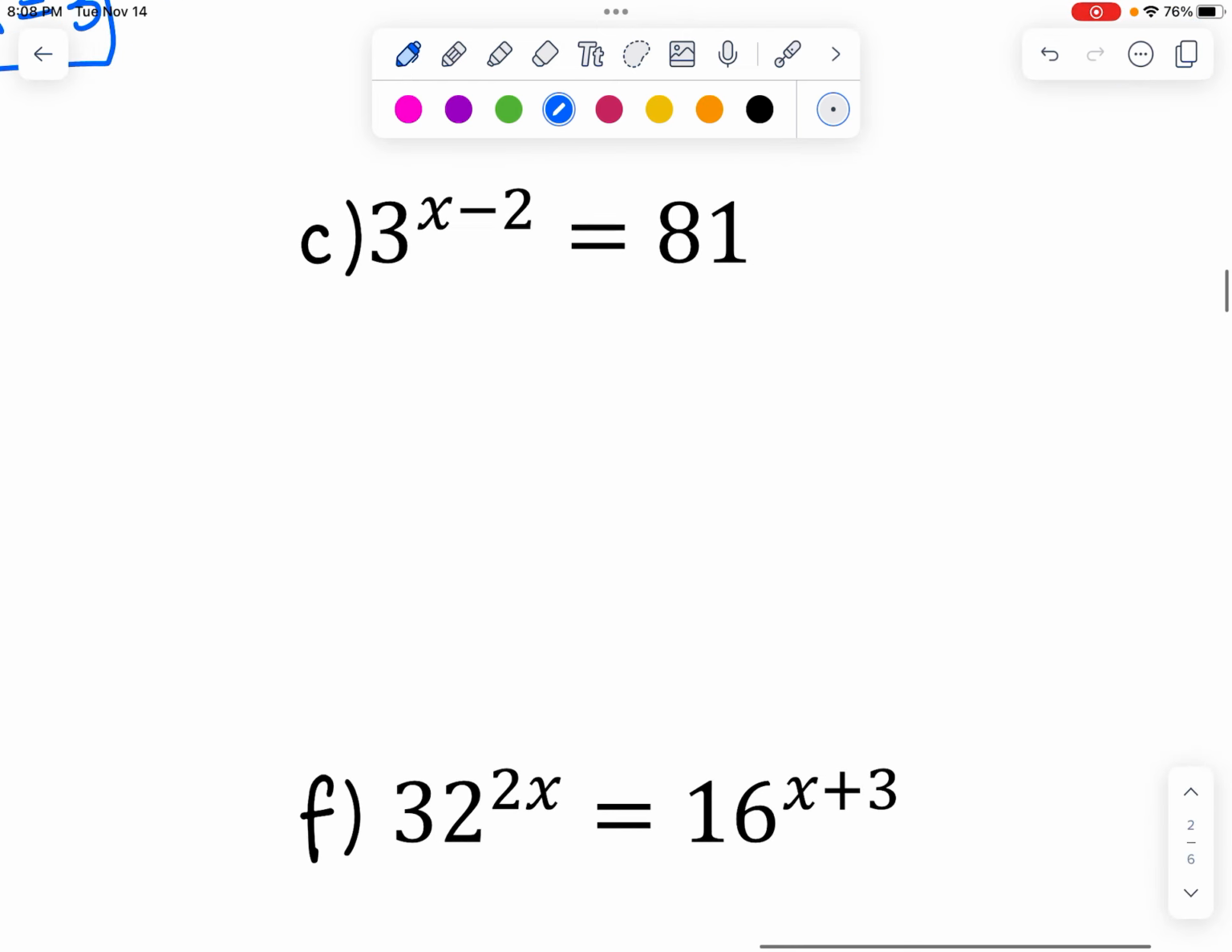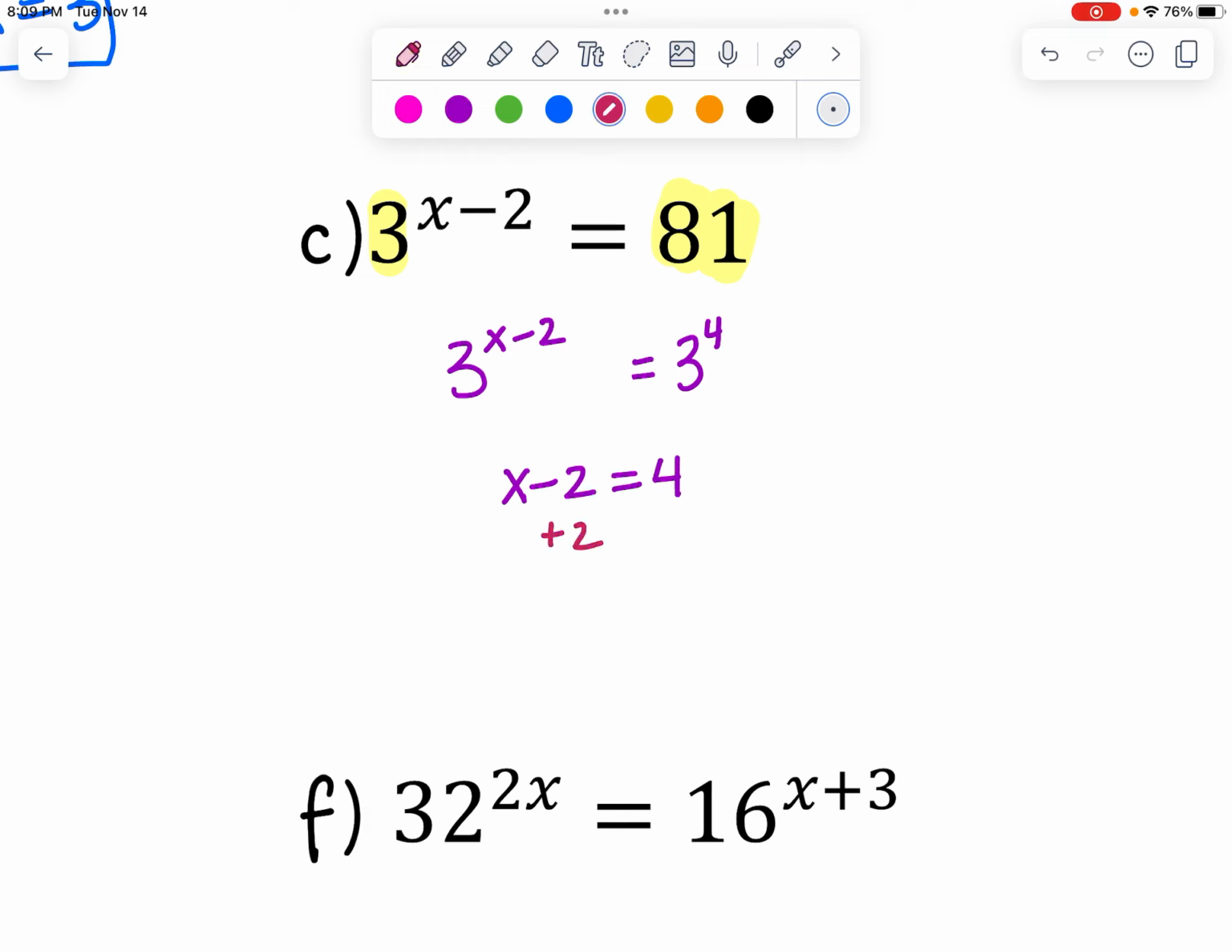All right, in C, my bases are 3 and 81. Now 3 I can't really rewrite as anything. Nothing to a power equals 3 besides itself. So instead we're going to have to rewrite 81 so that it's a base of 3. So 3 to the 4th power is 81. So we'll rewrite this as 3 to the 4th. I'll bring down 3 to the x minus 2. Now I've got base 3 on both sides, and so we can set x minus 2 equal to 4. To solve this, I would add 2 to both sides, and I get x equals 6.